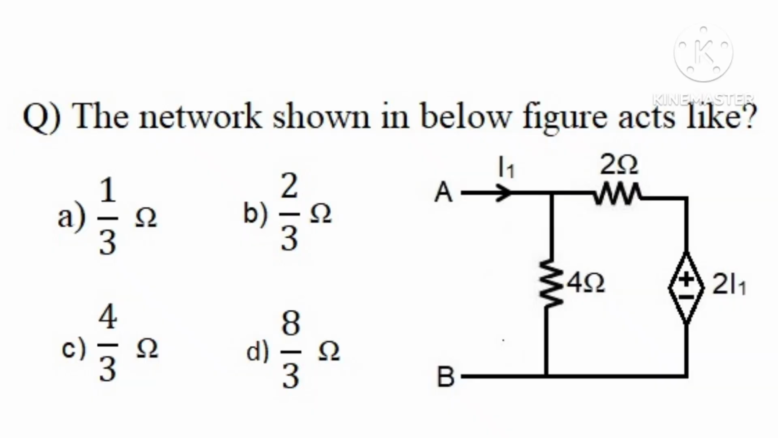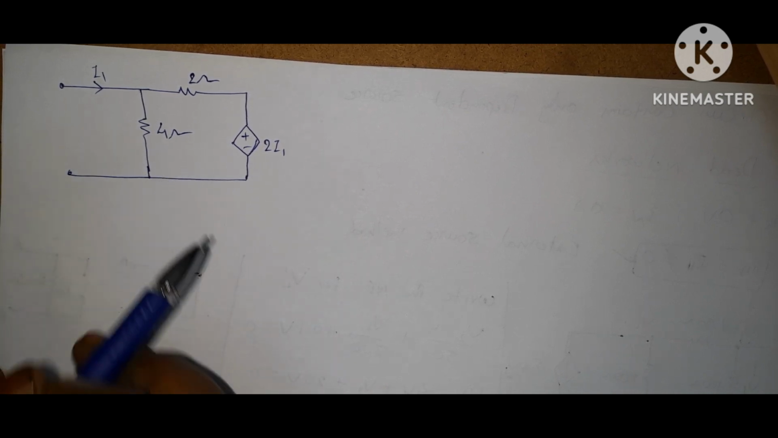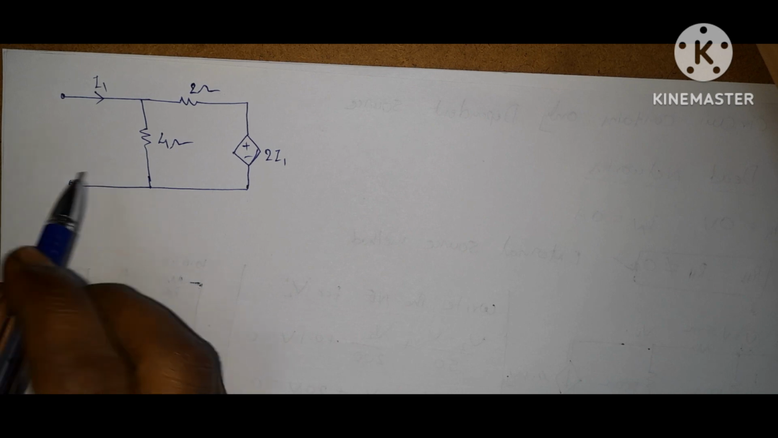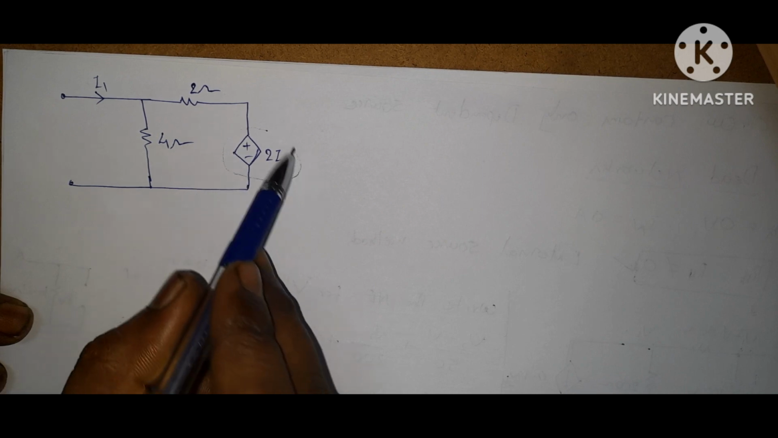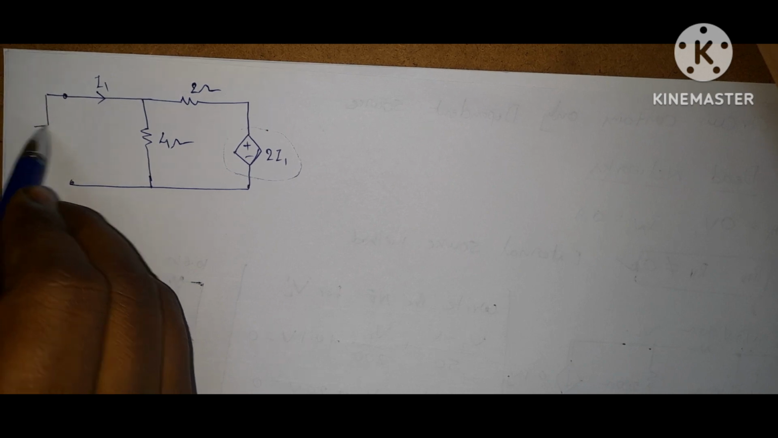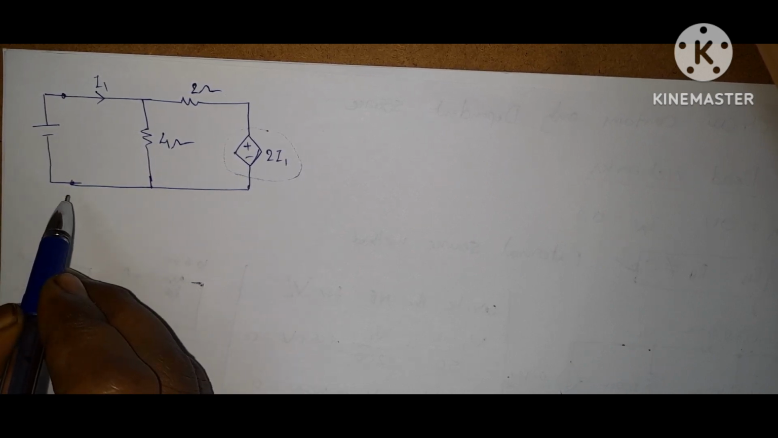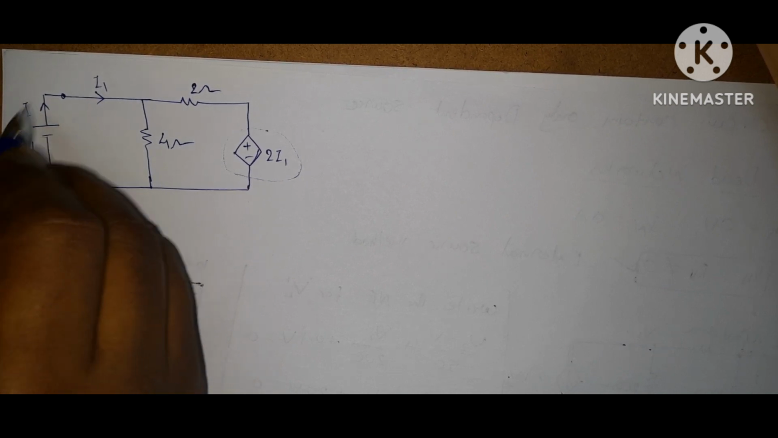Next question is, the network shown in the below figure acts like, options are option A 1 by 3 ohms, option B 2 by 3 ohms, option C 4 by 3 ohms, option D 8 by 3 ohms. This is the given network. So he is asking R Thevenin or Thevenin equivalent resistance. Here the circuit contains only dependent sources. So apply case 3. Case 3 means apply external source and find R equivalent. This is external source. Due to this external source, current I is flowing through this network.